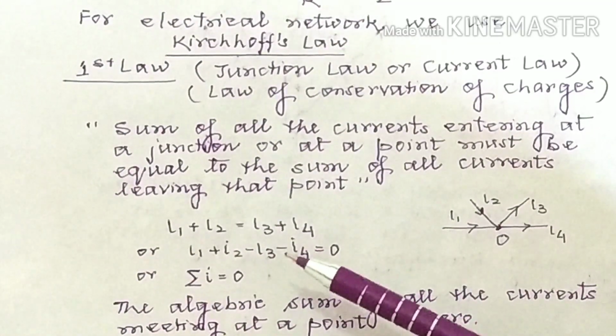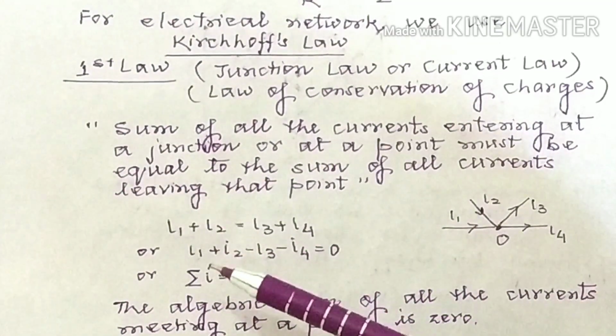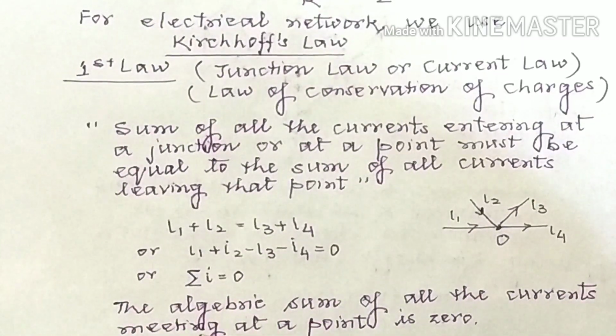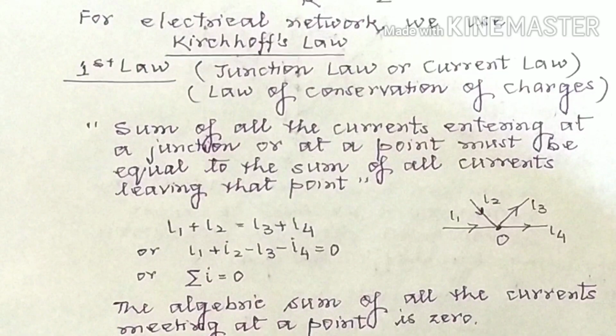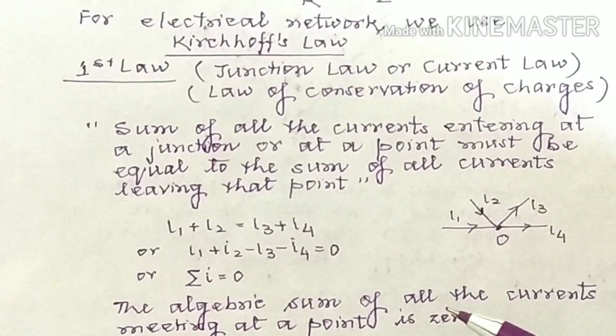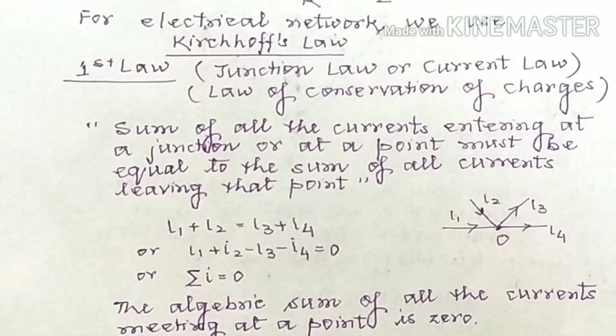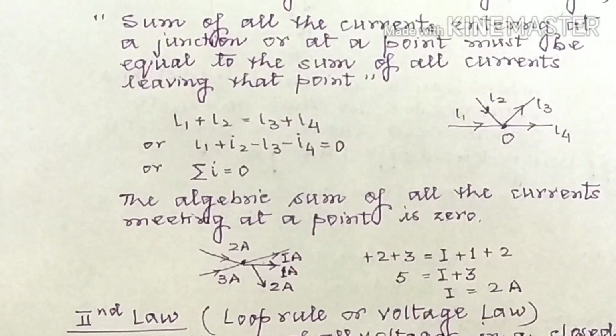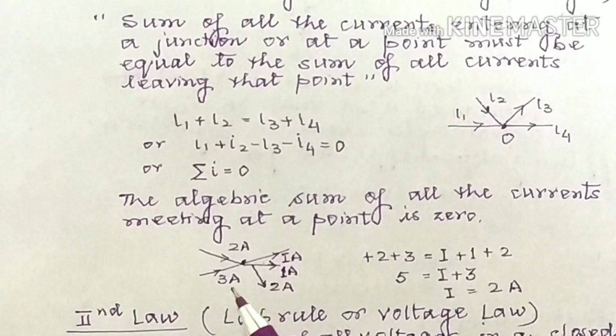So shifting I3 and I4 towards the left side, you can say like this also: the algebraic sum of all the currents meeting at a point is 0. All the currents meeting at a point is always 0. Now, this can be shown with the help of an example.